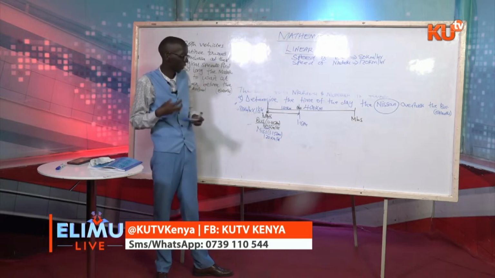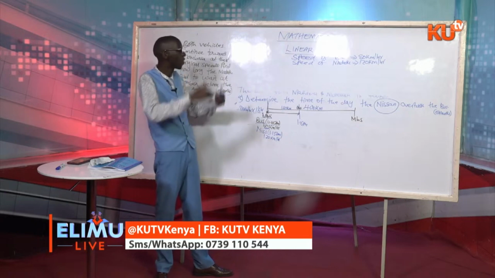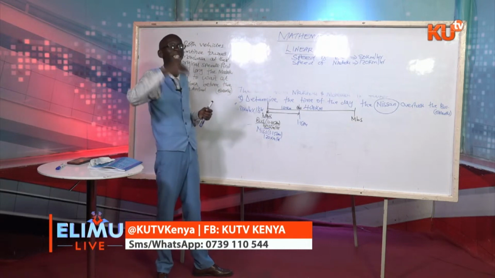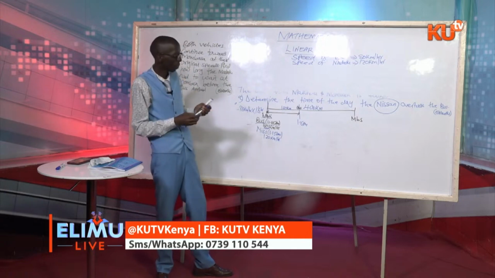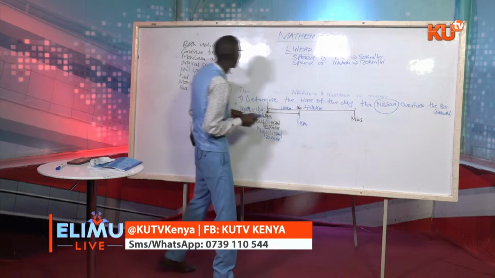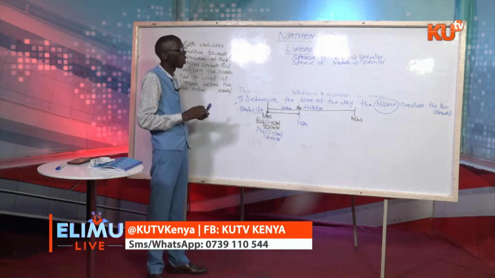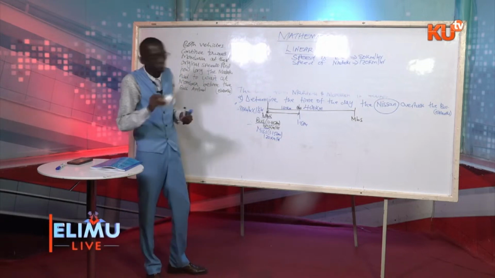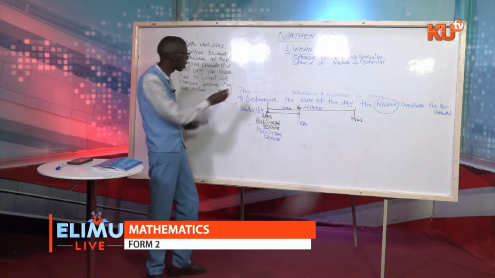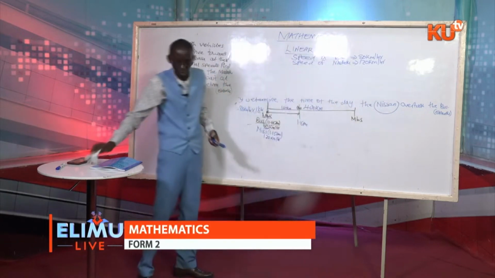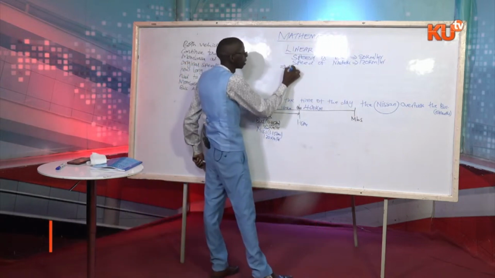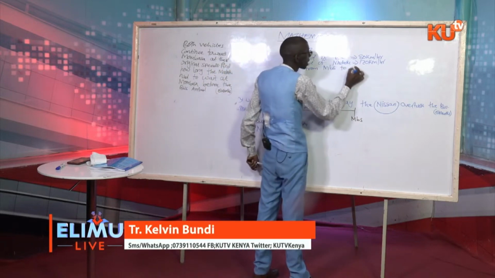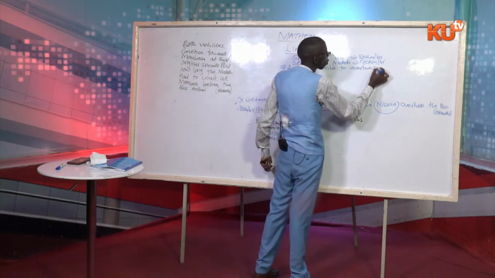My question is, by the time the Nissan overtook the bus, what distance is remaining for the two vehicles to get to Mombasa? How do we get it? Distance from Mombasa to overtaking point.